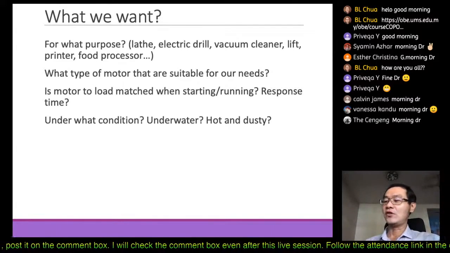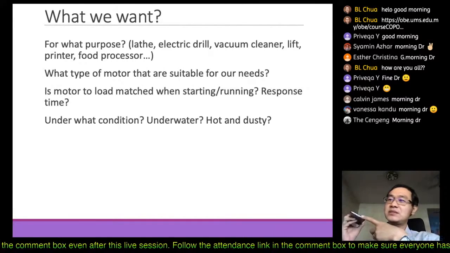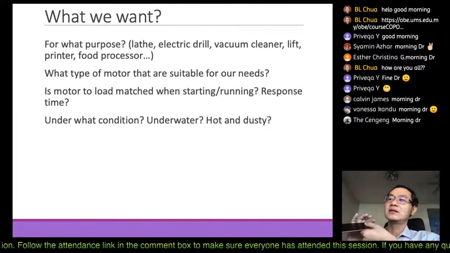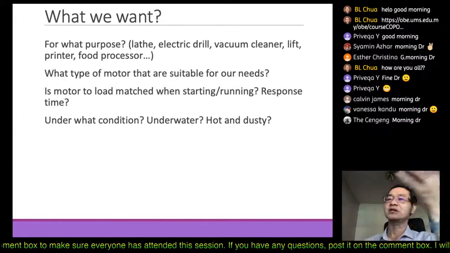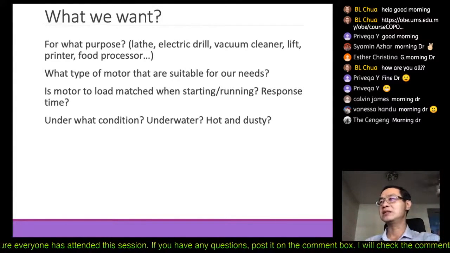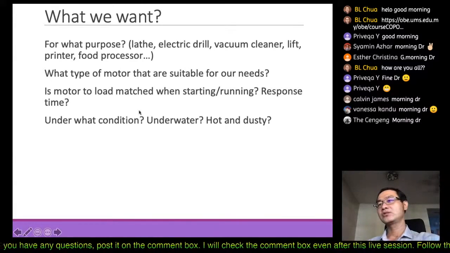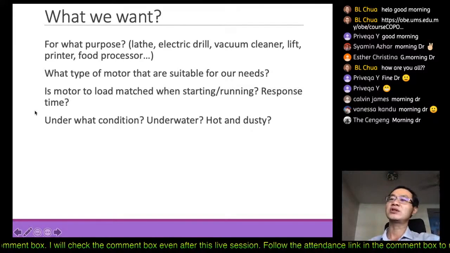And also for a phone, you can see that in this phone there's only a USB-C, right? Then from this you will know that the type of motor that you intend to select cannot be AC anymore, it should be DC. Then, is the motor to load match when starting or running? What is the response time you need?